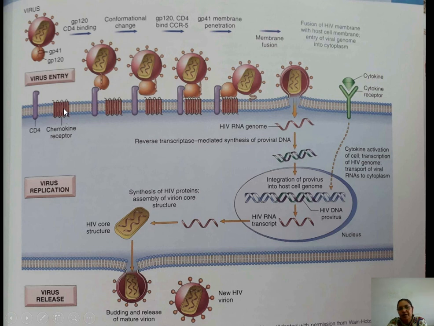There are three types: CXCR4 and CCR5. So CXCR4 and CCR5 are two important receptors. When there is a mutation in this type of receptor, the person is immune to HIV infection. Less than 1% of the population of the USA has this mutant, both alleles of this chemokine receptor gene. So they are resistant to the infection.